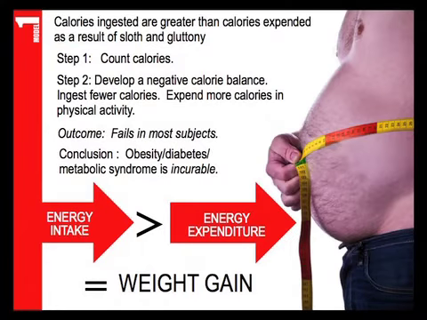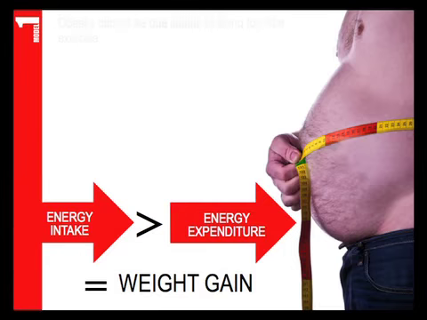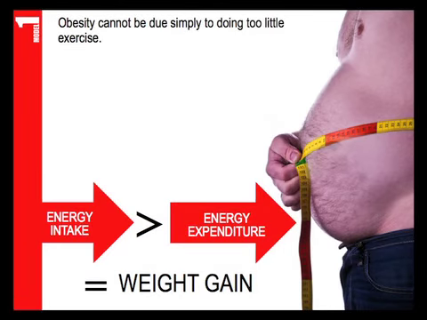So what do we conclude? We conclude that obesity, diabetes, and as a consequence, the metabolic syndrome is incurable. And when we see people like this, we just throw our hands up and say, there's nothing we can do for you because you are so gluttonous that we can't help you. Now, the reason why this is all wrong is because obesity cannot be due simply to doing too little exercise. And the answer is simple.